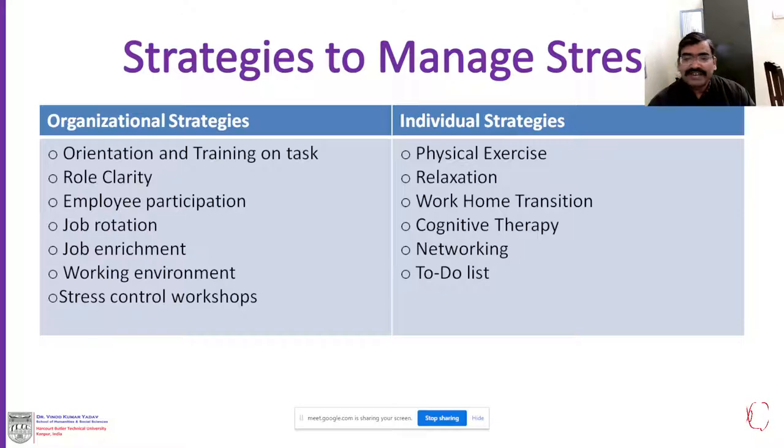Another strategy which companies can help with, as an individual strategy, is to allow them to work from home, work-home transition. They can take work home and then complete it. But it depends on whether employees are responsible. This activity is usually common in higher-level positions, but for lower-level positions it is not so easy to make this work-home transition. Yes, cognitive therapy is another scientific mechanism to reduce stress. Networking, obviously, friend circle. If you devote some 10 minutes, half an hour, 1 hour to friend circle, social networking, or any type of networking, that reduces stress.